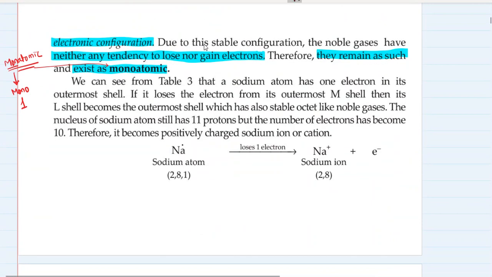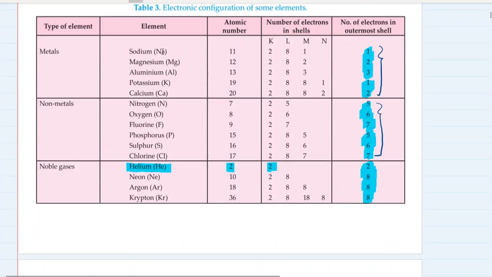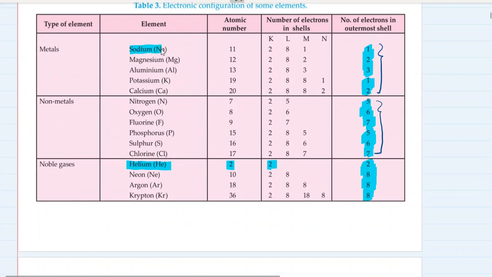What about sodium? Sodium is a metal, and sodium has one electron in its outermost shell. So sodium, which has electronic configuration of 2,8,1, wants to achieve the electronic configuration of its nearest noble gas. The nearest noble gas to sodium is neon, because the atomic number of sodium is 11 and the atomic number of neon is 10. So sodium wants to achieve an electronic configuration just like neon.